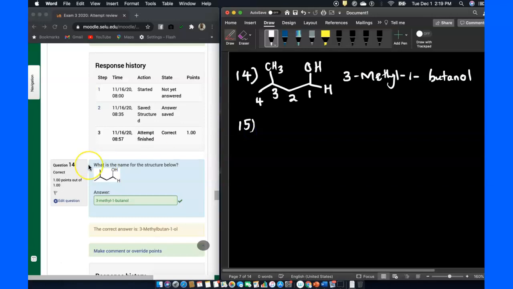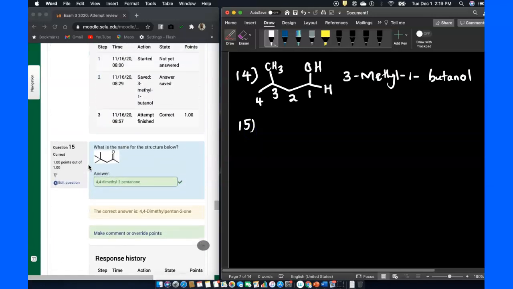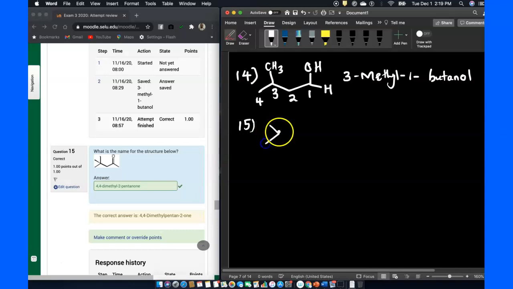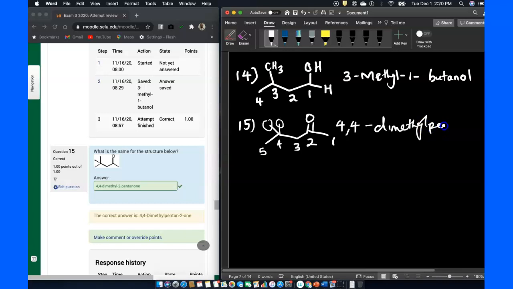Let's look at 15. If you were to name this ketone, prioritize the position of the carbonyl. So I'll start numbering from the left. I have 2 methyls on carbon 4. So I would specify 4, then a dash to separate the numbers from the letters. We say dimethyl because there are 2 methyls. There are 5 carbons, so it's pentan. It's a ketone, so I give the suffix one. So the name is 4,4-dimethylpentanone for question 15.